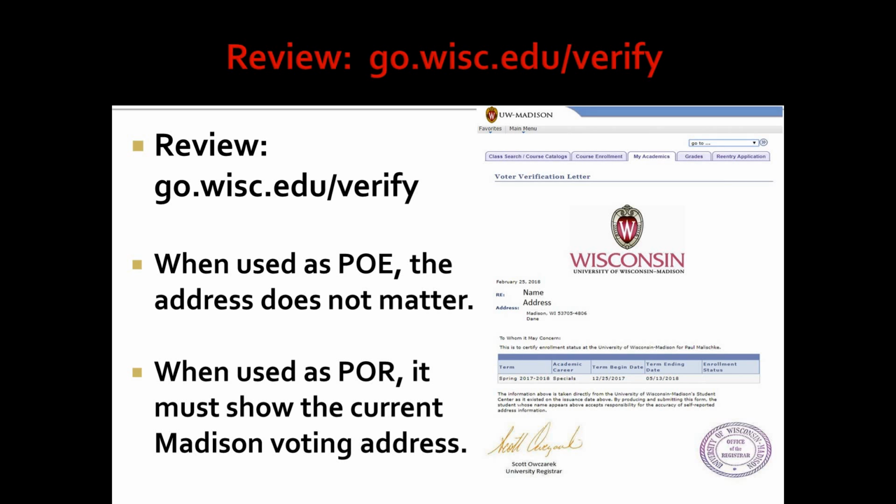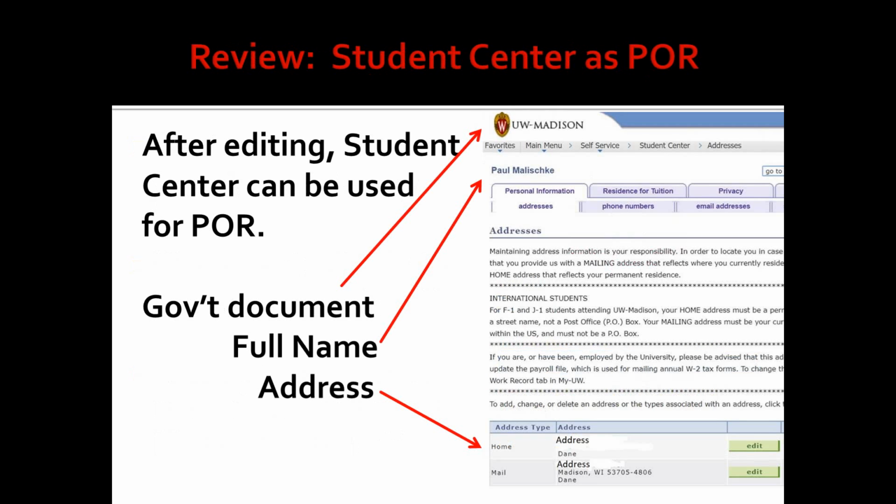So let's review. Go.wisc.edu/verify can be used as proof of enrollment, and the address does not matter. But when used as POR, it must show the current Madison voting address. As previously mentioned, a second option for proof of residence is the page from the Student Center that is shown after editing the address, when the student's full name is visible.